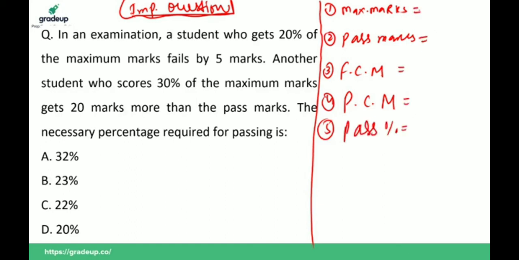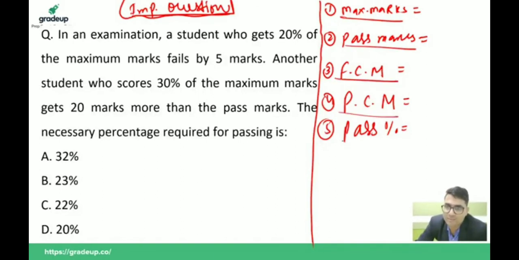Just listen carefully. We have to find the maximum marks, pass marks, failure candidate marks, pass candidate marks, pass percentage. So these 5 questions can be asked in your examination based on it. In an examination, a student who gets 20% of the maximum marks fails by 5 marks.